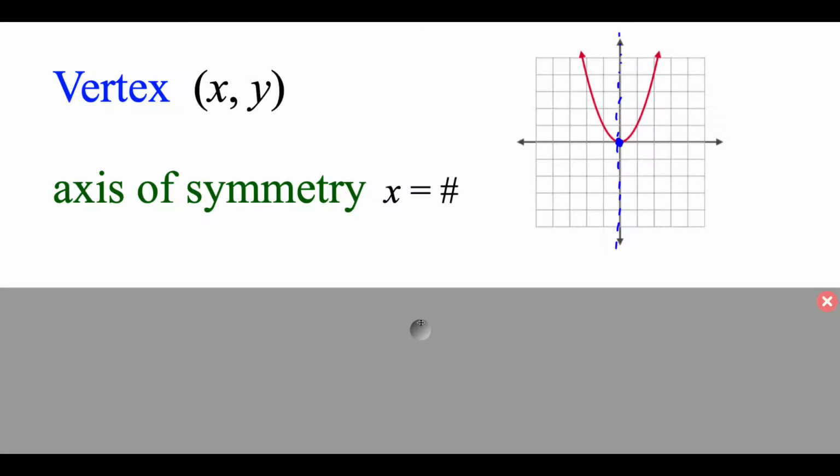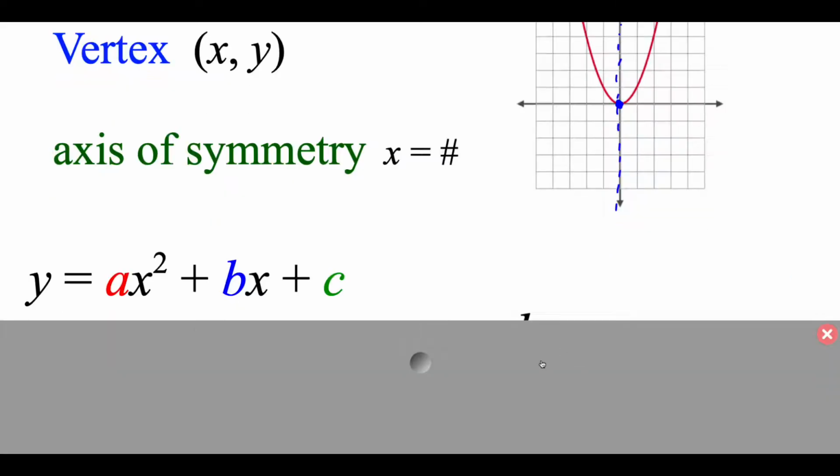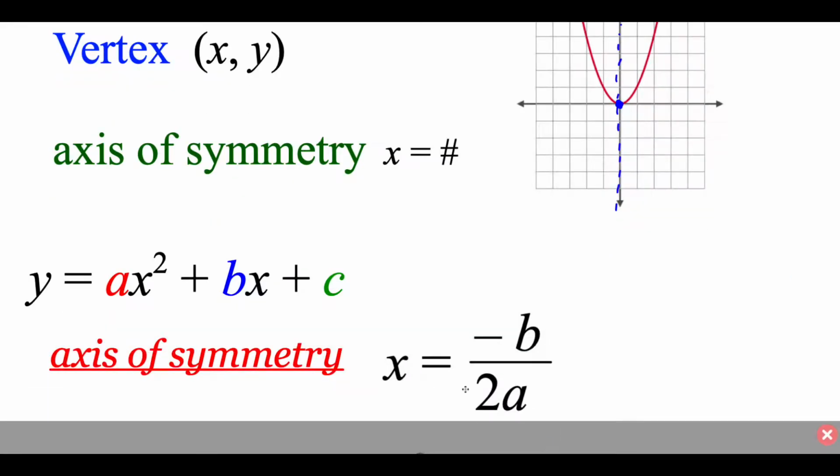But we can also find the vertex and the axis of symmetry if we have the equation for the quadratic function. So if we've got an equation that looks like y equals ax squared plus bx plus c, where those a values, b values, and c values represent numbers, then we can find the axis of symmetry by taking x equals negative b, or the opposite of whatever the b value is, and dividing that by 2 times whatever the a value is. And we always want to write it as x equals that number because it's a vertical line. Vertical lines are always x equals some number.